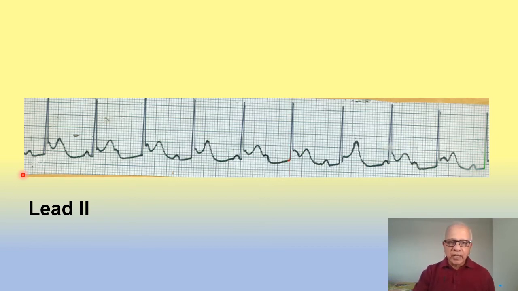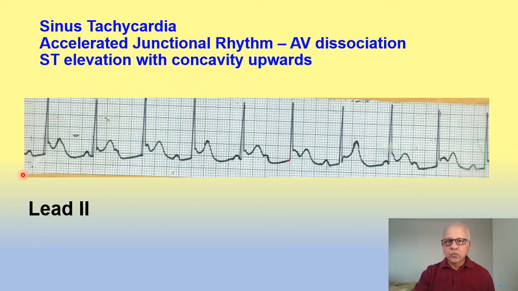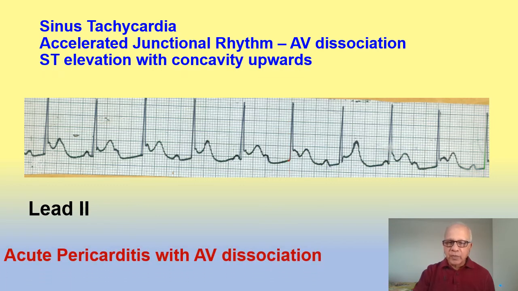Now we'll go on to the next discussion. So sinus tachycardia, accelerated junctional rhythm with AV dissociation. ST elevation with concavity upwards, and the diagnosis was an acute pericarditis with atrioventricular dissociation and accelerated junctional rhythm.